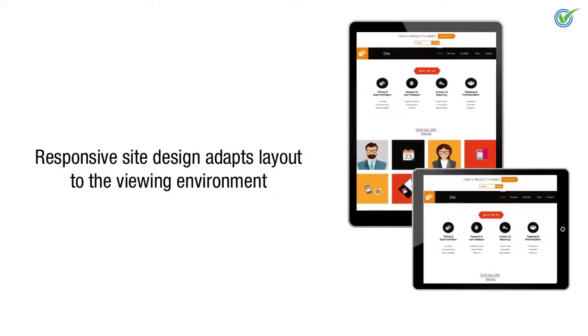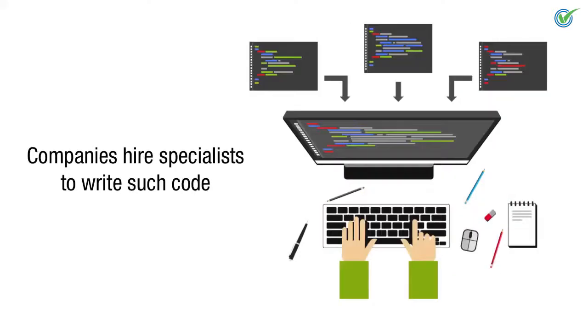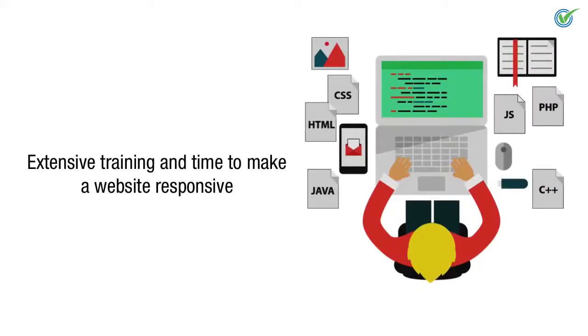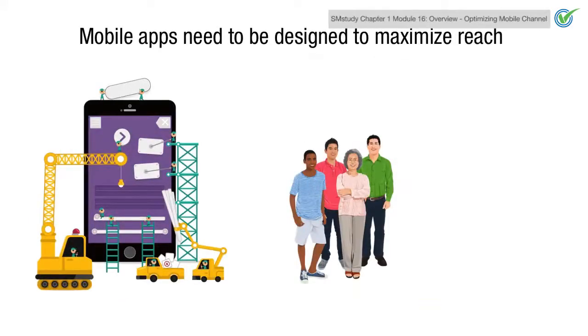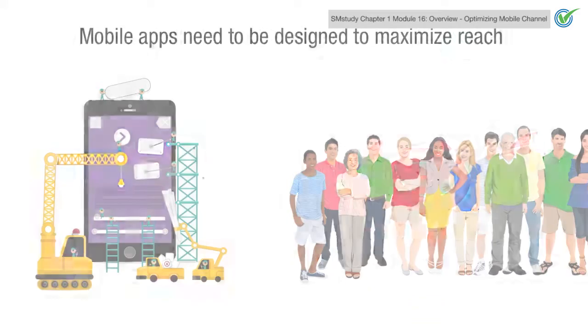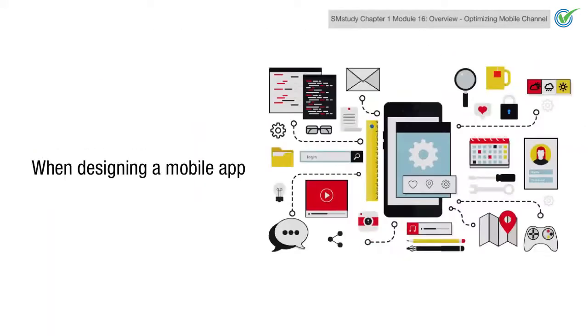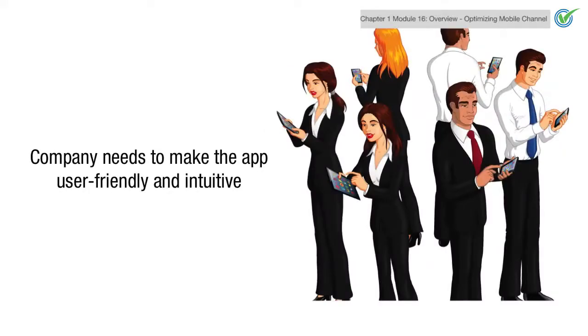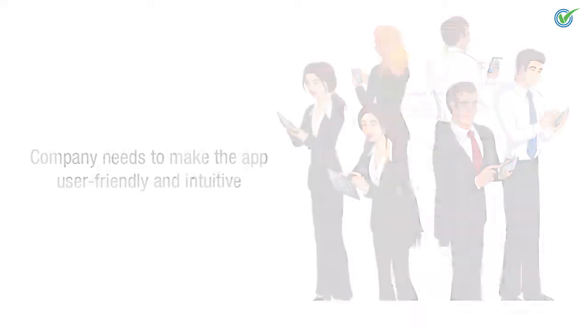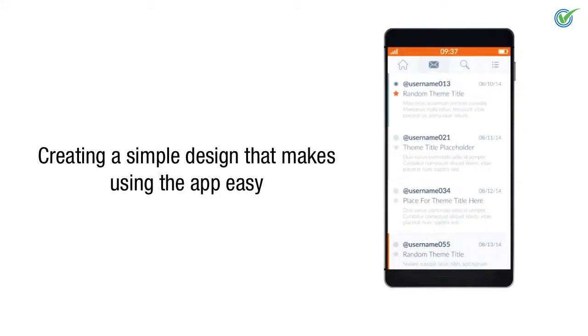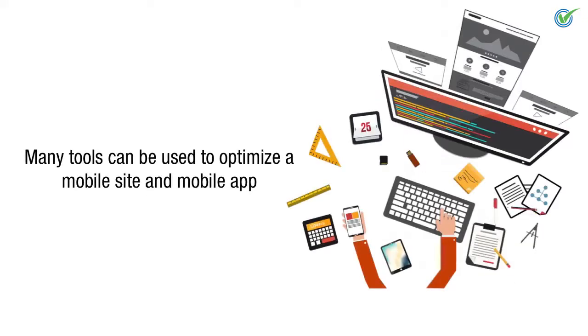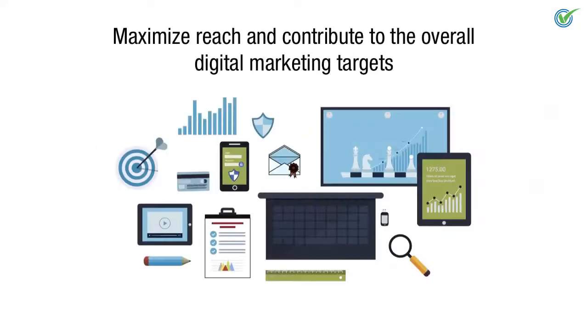A responsive site design adapts the layout to the viewing environment. Many companies hire specialists to write such code because it takes extensive training and time to make a website responsive. Mobile apps also need to be designed to maximize reach and achieve targets using various tools and techniques. When designing a mobile app, a company needs to make it user-friendly and intuitive, creating a simple design that makes using the app as easy as possible. Many tools can be used to optimize a well-designed mobile site and mobile apps to maximize reach and contribute to the overall digital marketing targets.